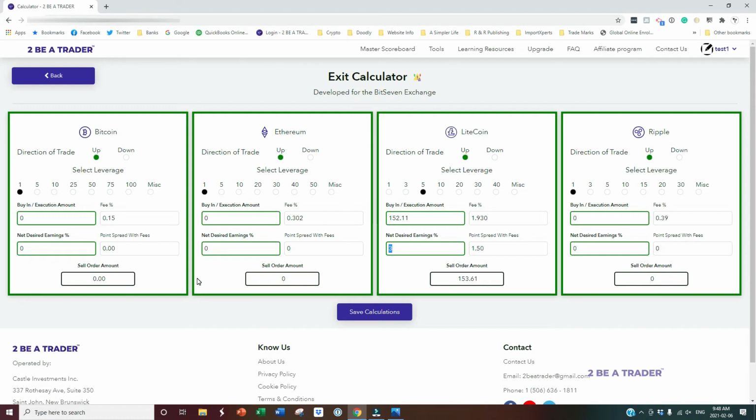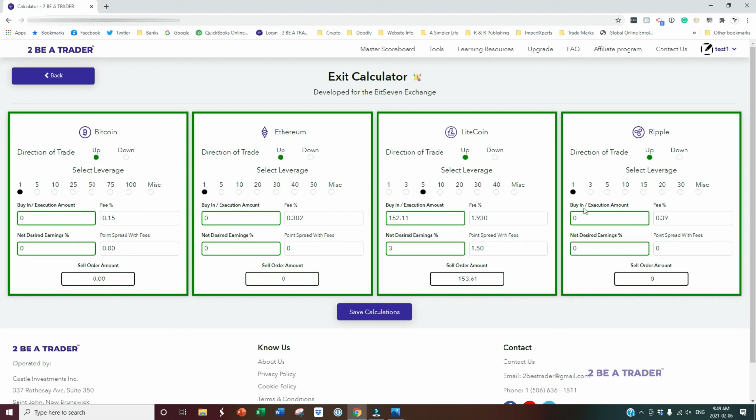It works every time. If this had been a short, and I clicked on my down direction of trade, or my short, and I put in my 152.11, I'm still trading at a 5 leverage. It's still 1.93% of my exchange fees. I still want 3%. The system now tells me that I should be selling it when it's lower, at 150.61. So it works in both directions. It'll give you the right calculation in both directions.